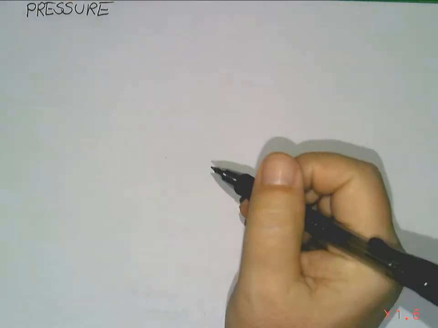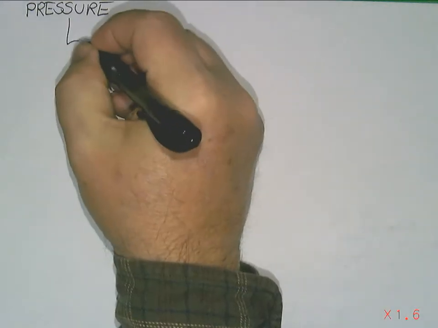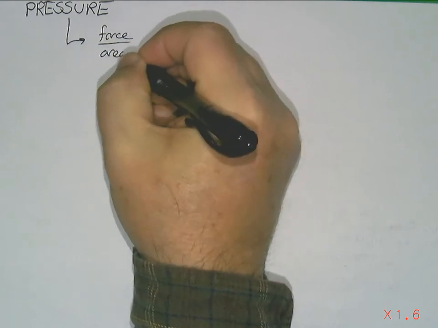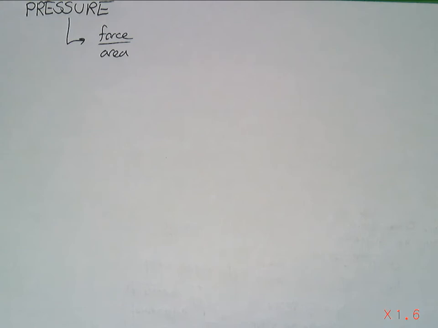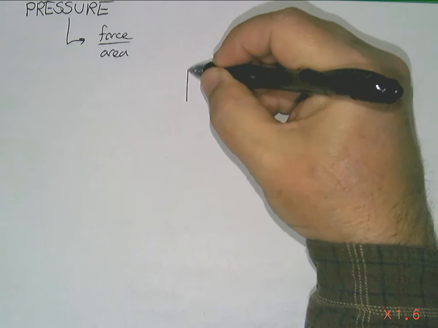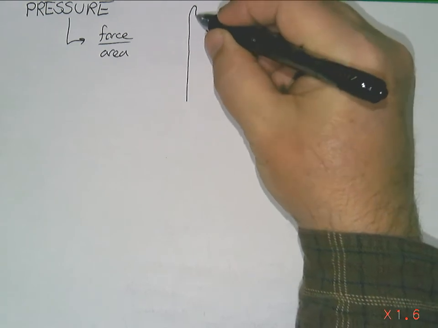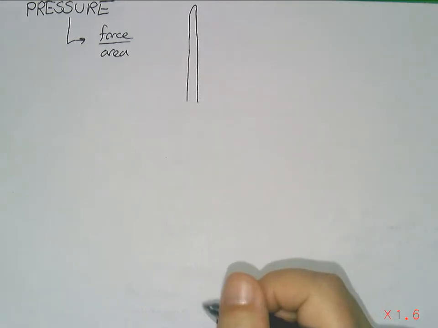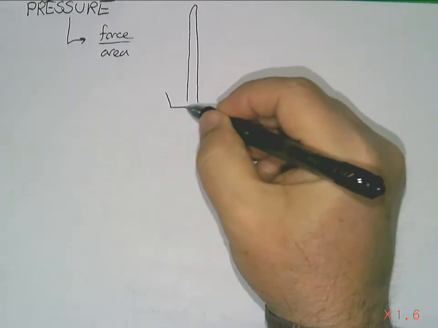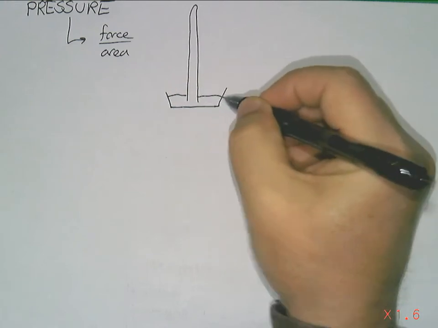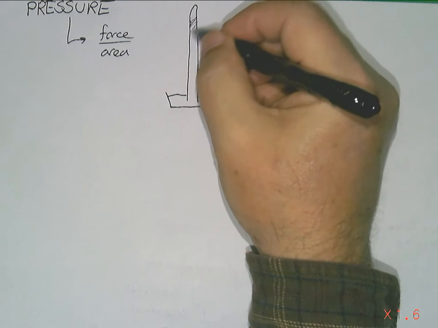In the last video, we defined pressure as force per unit area. Now let's look at a device that is used to measure air pressure. It's called a barometer. You take a long closed glass tube, fill it up with mercury, and place it upside down in a dish of mercury. So this is all mercury in here.